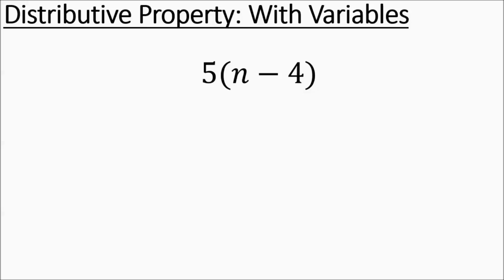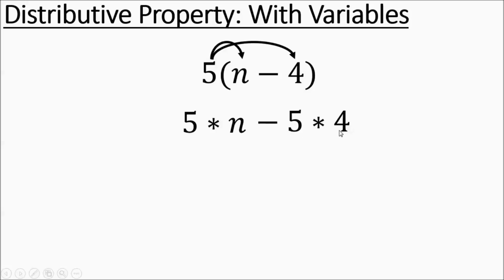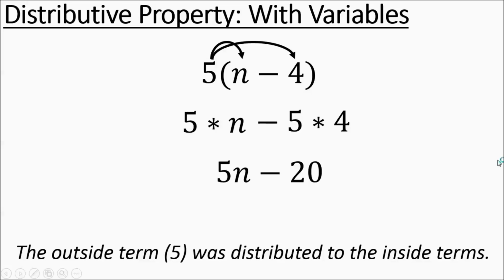Now we have 5 times the difference of n minus 4, or 5 times the difference of n and 4. You take the 5, you distribute it to the n. Now this is where it gets a little bit challenging. You could think of this as a negative 4, or it's going to be minus the result of this. You have a positive times a negative, so it's going to be minus 5 times 4. And you work those out. You get the 5 times n, you get the 5 times 4. And there you go. So the 5 was distributed this time to the inside terms.